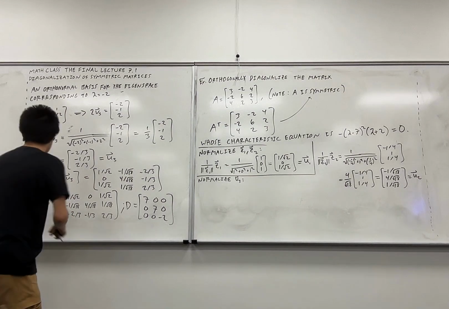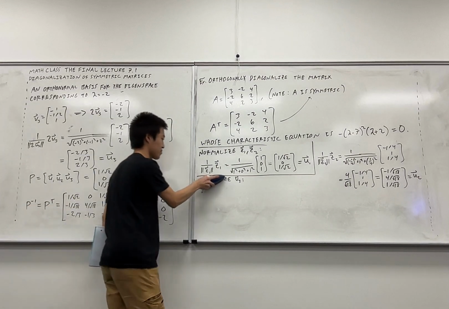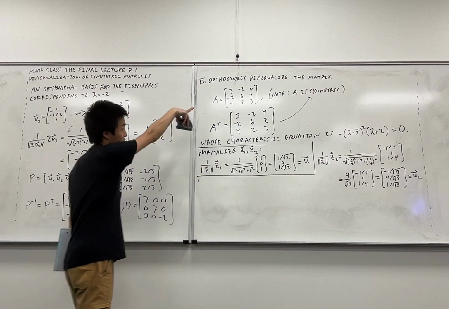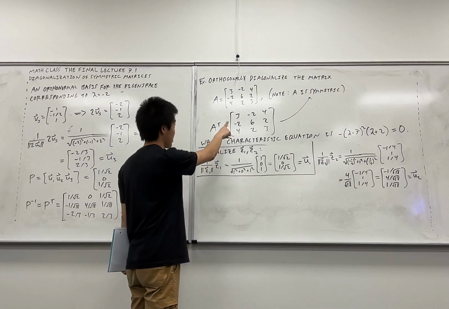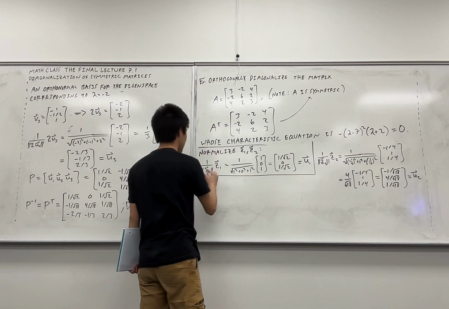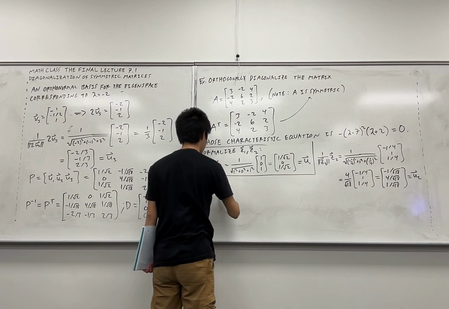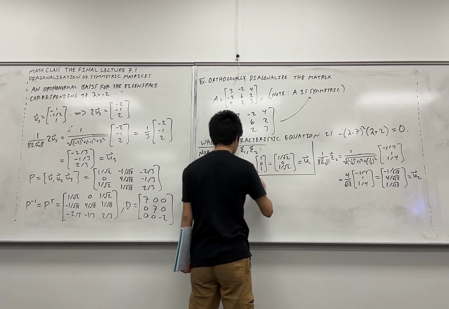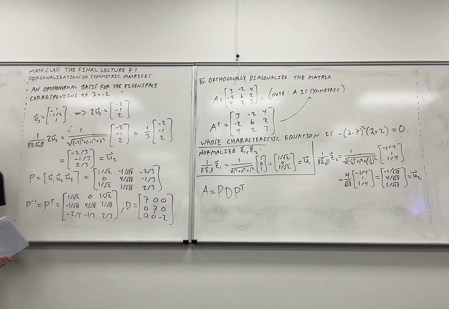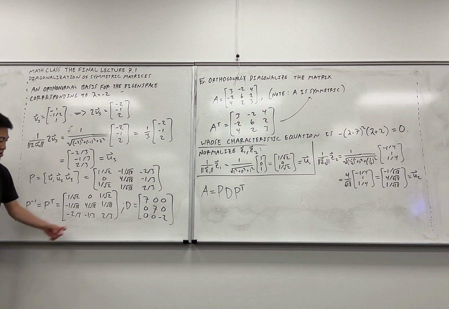So it's kind of fun to think, you could have started with that original matrix A. This matrix A right here is equal to our P times D times the P transpose. Which definitely is not something that you could do by inspection.